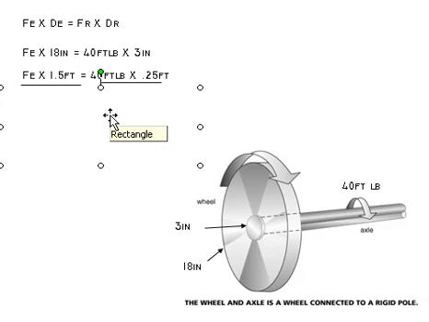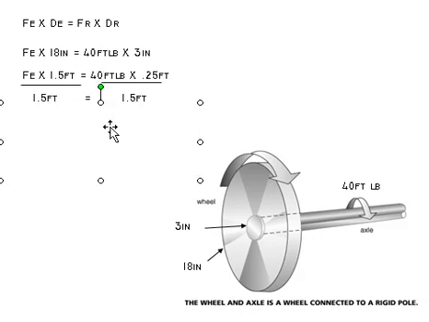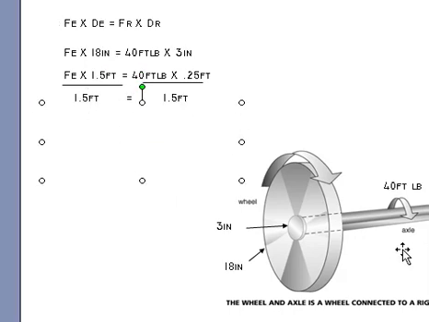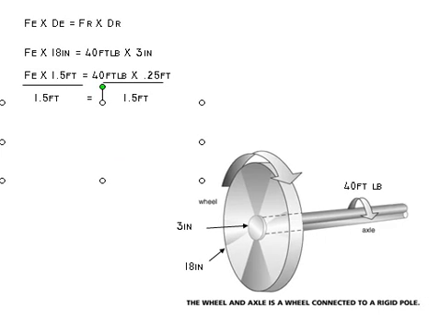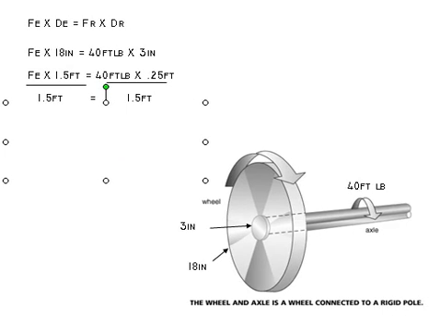You take both sides and divide them by the number that is next to the variable. The variable is F of E, or the unknown. So in order to calculate that, you're going to have to divide both sides of your equation by 1.5, so you can separate the unknown from a known. Dividing both sides of the equation by 1.5 will allow you to get F of E by itself and give you 40 foot-pounds times 0.25 feet, divided by 1.5 feet.